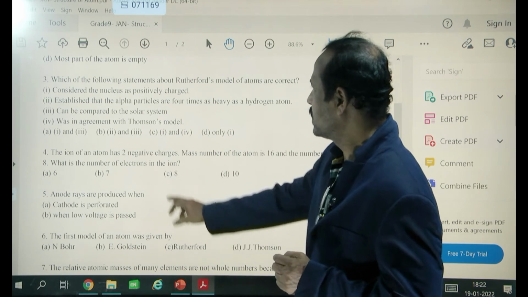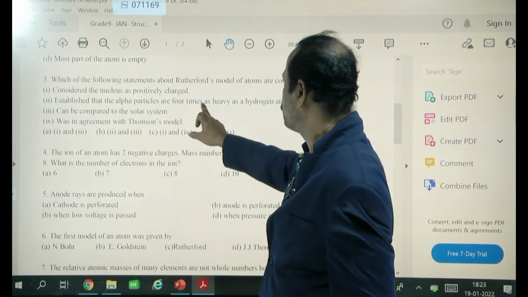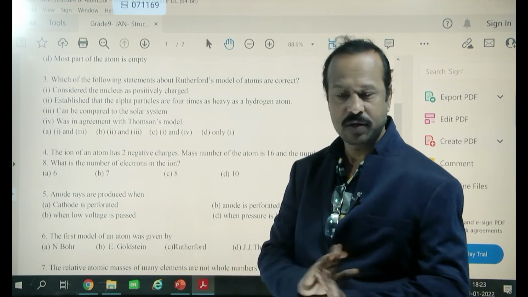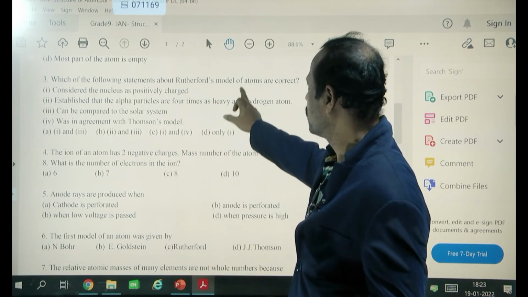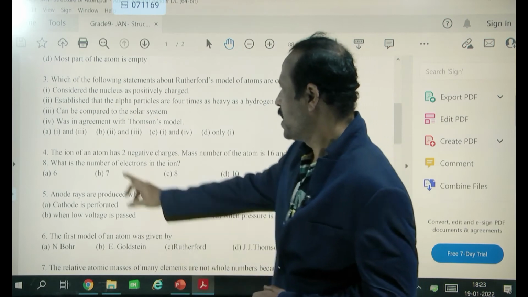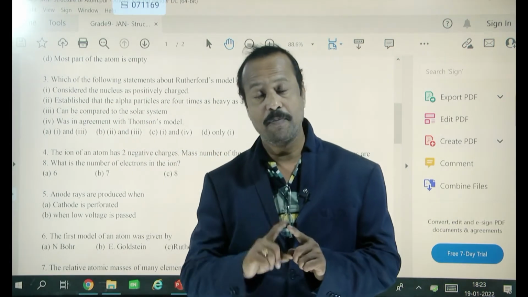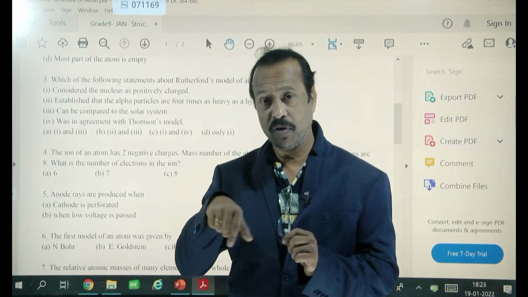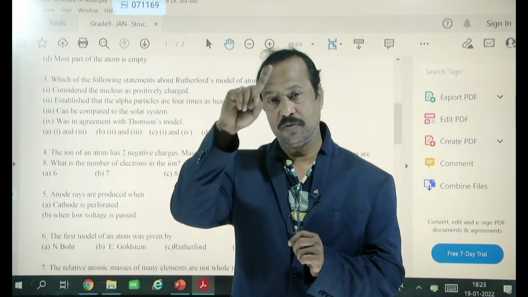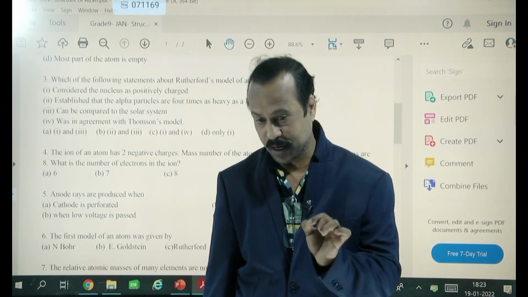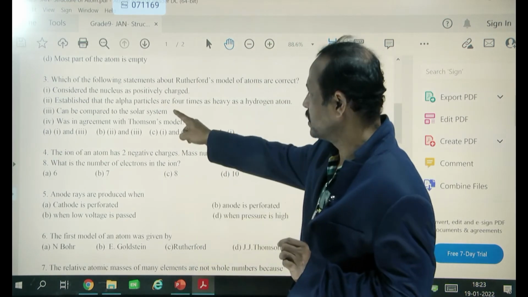Right. Now, the second one, establish that alpha particles are 4 times heavier than hydrogen. This is not about the Rutherford model, so we don't consider this one. Now, can we compare it with the solar system? Yes. Rutherford said that electrons will be revolving around the nucleus like planets around the sun. That's why the Rutherford model is also called a planetary model. Yes or no? So the third statement is also correct.